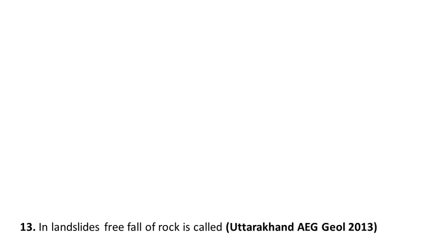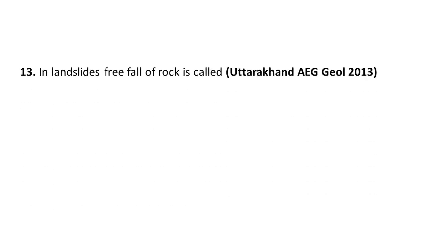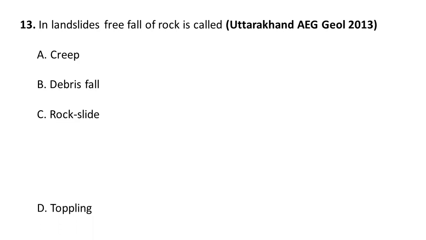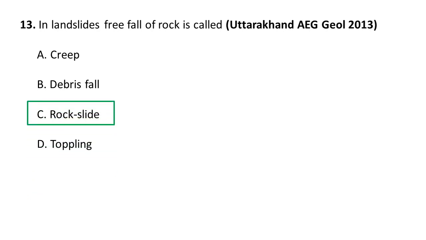Next question. In landslides, free fall of rock is called as: A, creep; B, debris fall; C, rock slide; D, toppling. In landslide, free fall of rock is termed as a rock slide. A rock slide is a movement of a mass of soil or rock on an individual failure surface.